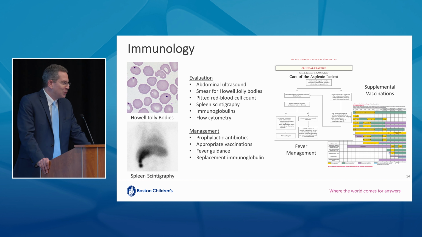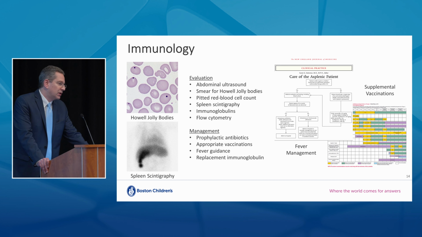In terms of the immune perspective, as I have learned from my colleagues in immunology, the immune function in heterotaxy is so much more than spleen yes or spleen no. So our patients get a thorough immunology evaluation that includes an abdominal ultrasound, a peripheral smear for Howell-Jolly bodies, a pitted RBC count, for some spleen scintigraphy, immunoglobulin titers, and flow cytometry.